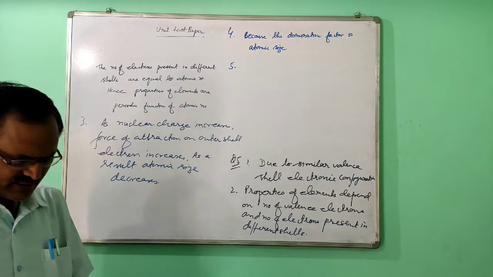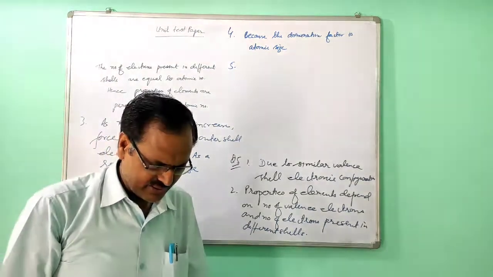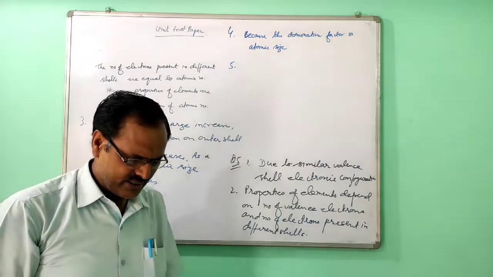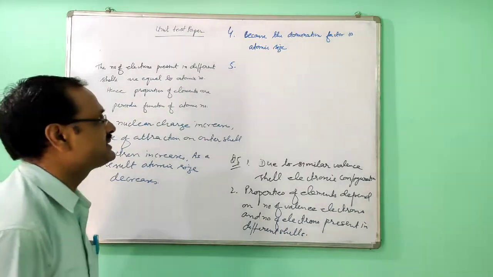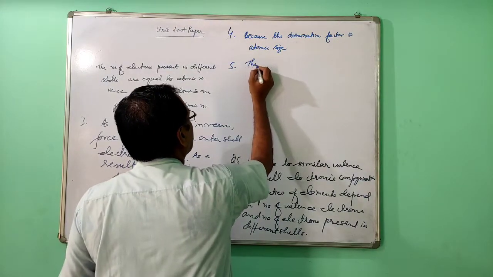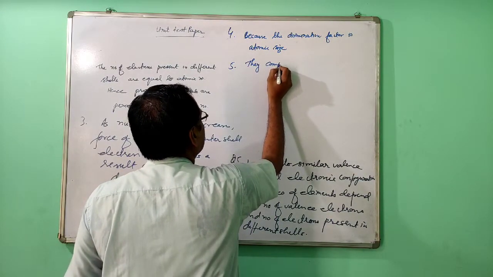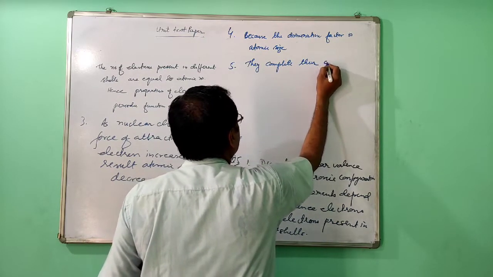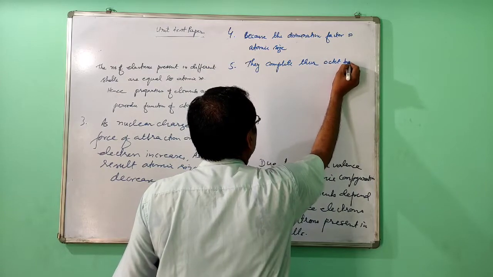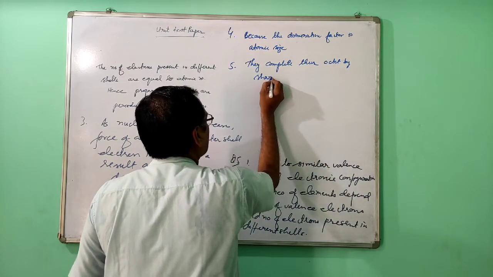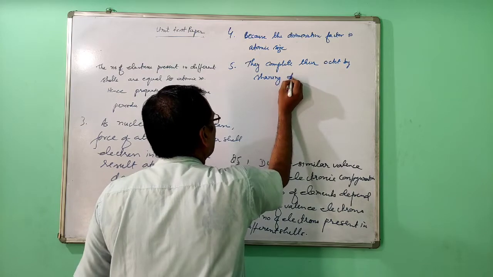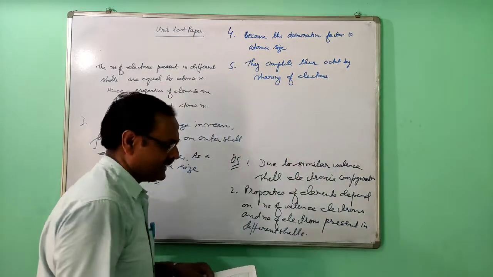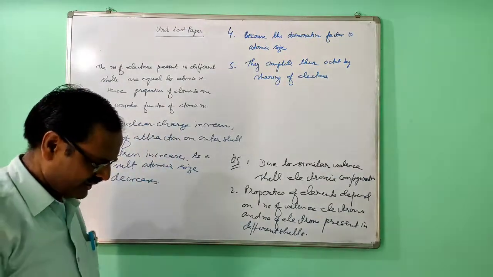Now the fifth one: if combining atoms have nearly similar electron affinity, the bond between them is covalent because they complete their octet by sharing of electrons.